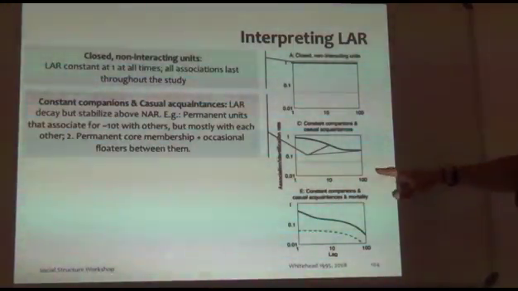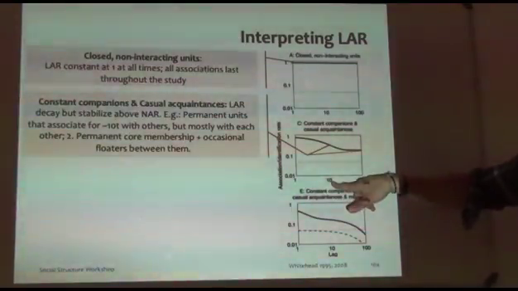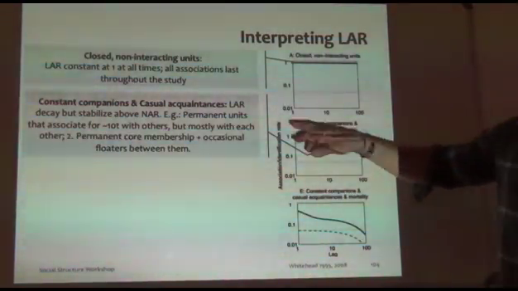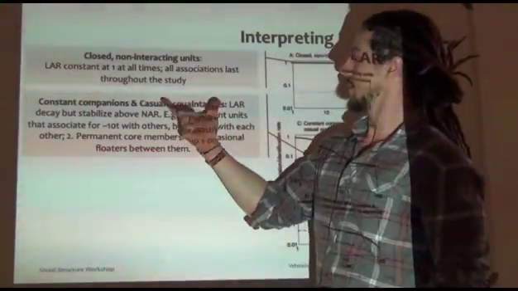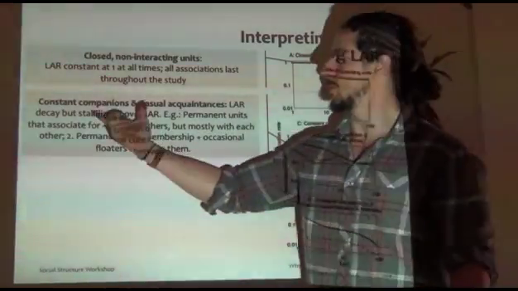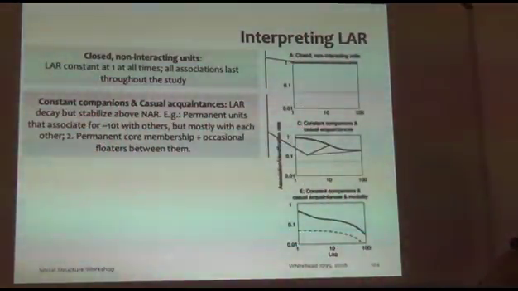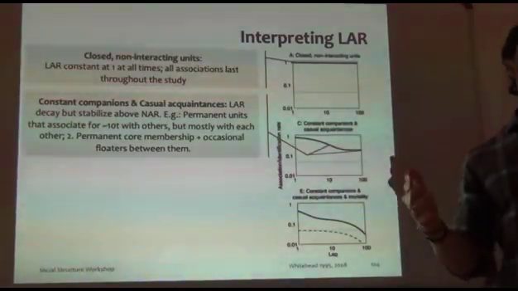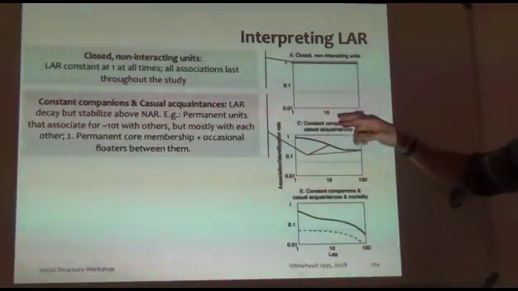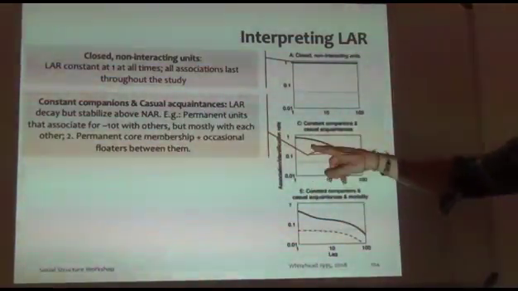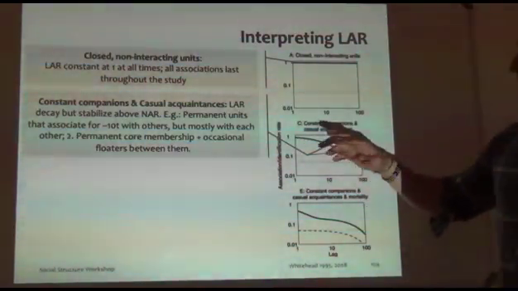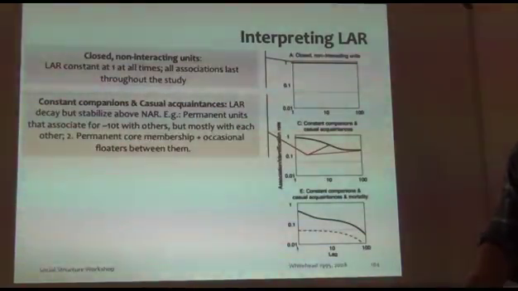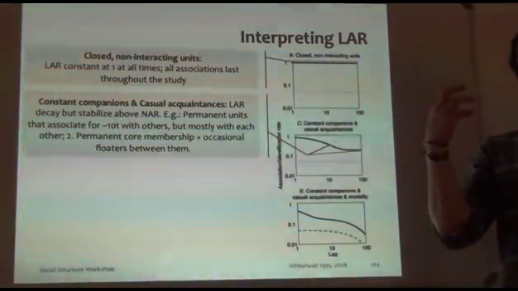With this one, two things to note are the drop after about 10 sampling periods and the level above the null association rate. It suggests casual acquaintances because it drops, but also the presence of some constant companions because it stays relatively high. Remember, this is at the population level, so we're pretty much averaging everyone. The combined effect of these two types of relationships in a population might give us this shape. An example would be a population with permanent units that associate for about 10 sampling periods with others, but mostly with the members of their social unit.